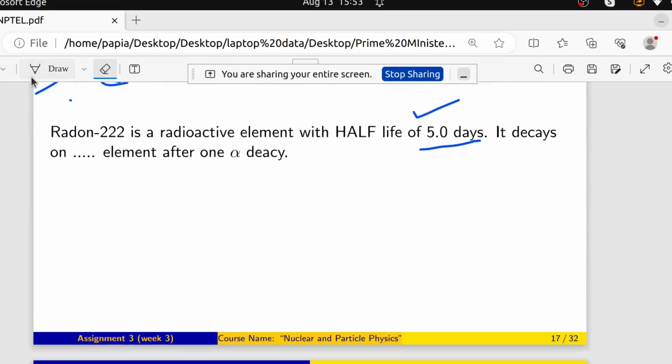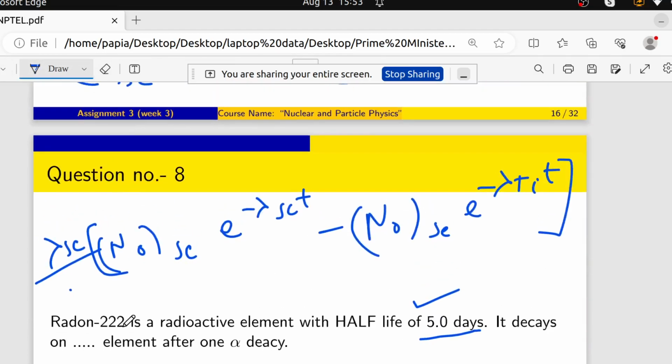So in that question number 8, it was asking that radon 222 is a radioactive element with a half-life of 5 days. It decays to which element after 1 alpha decay? Like we know that radon 86-222 is the atomic expression for that radon. Now they are asking that if it undergoes 1 alpha decay, then what will be the daughter particle? This is the parent element, and what will be the daughter element?